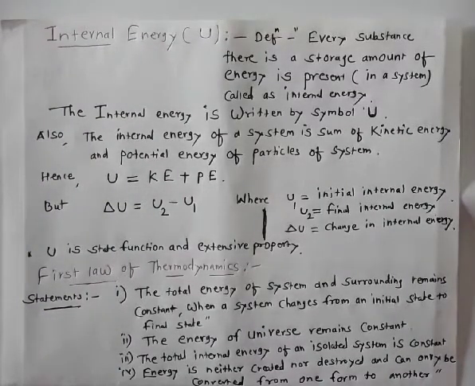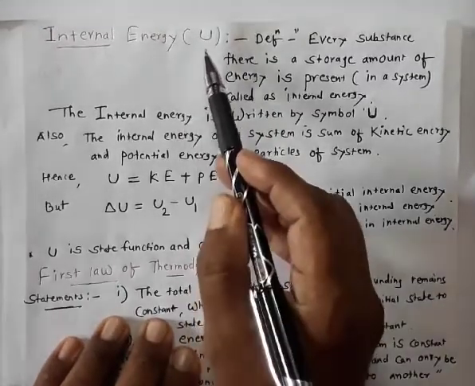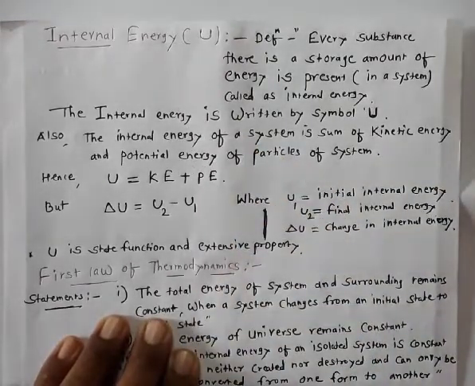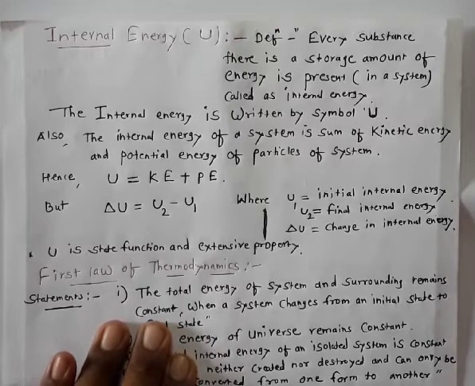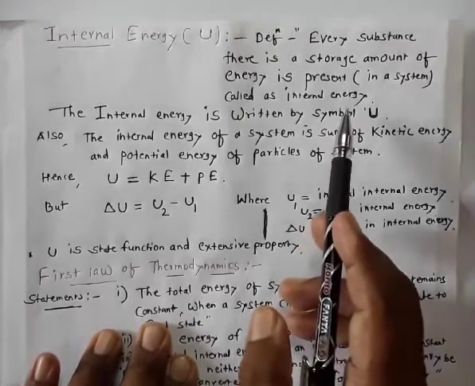The new point we have to see is internal energy. Now, what is the definition of internal energy? Internal energy in thermodynamics is denoted by the symbol capital U. Internal energy means that every substance has a certain stored amount of energy present in the system, called internal energy.